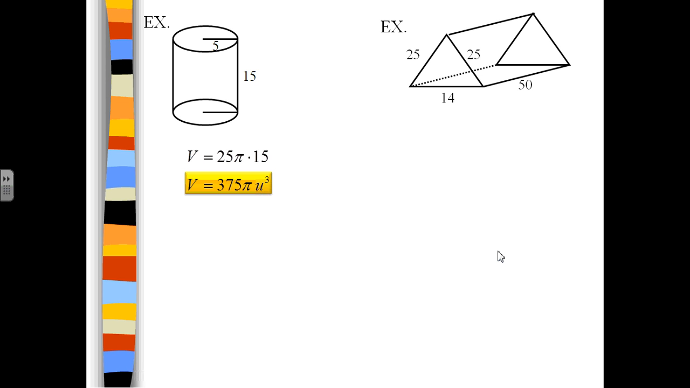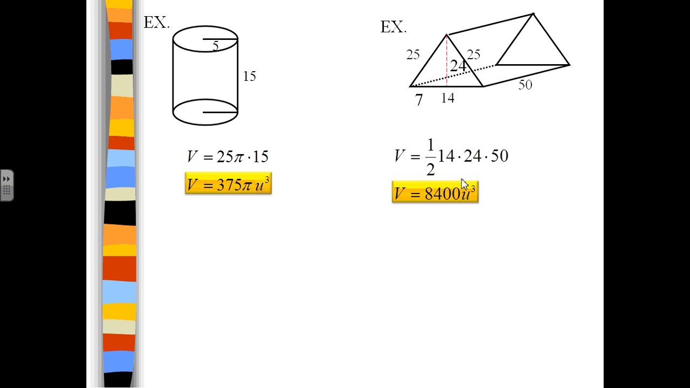And then if we go over here to this example, now we have an isosceles triangle for our bases. Our height or lateral edge is going to be 50. So to figure this out, we need to know the area of this triangle. We're going to drop down the height, splitting the 14 into 7 and 7. With the 7 and 25, we know that this will be 24. So we now have the height of our triangle as 24.